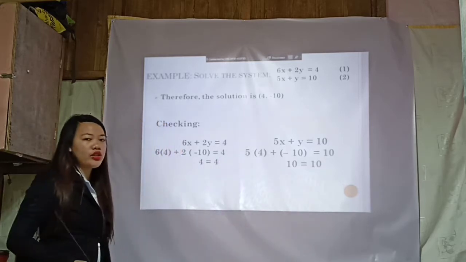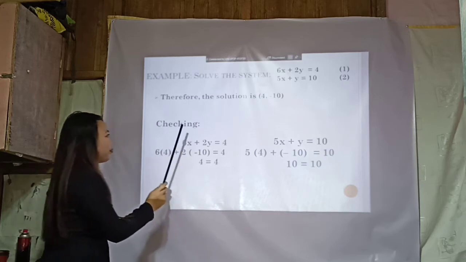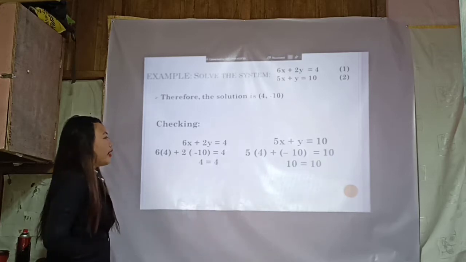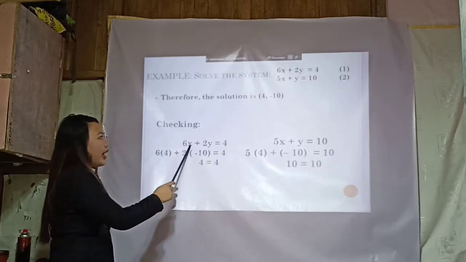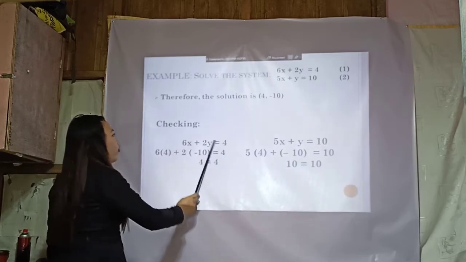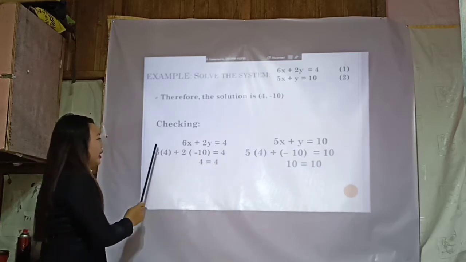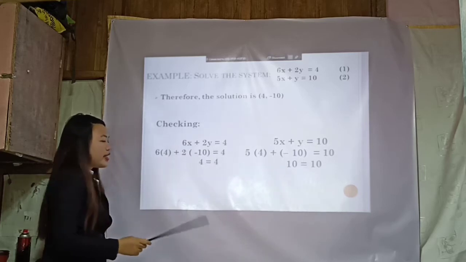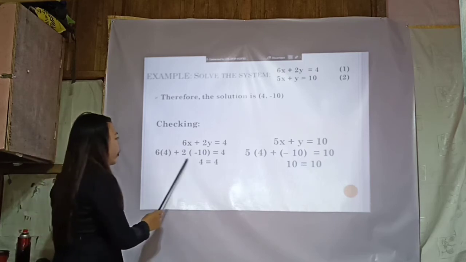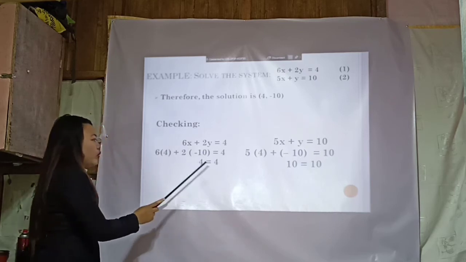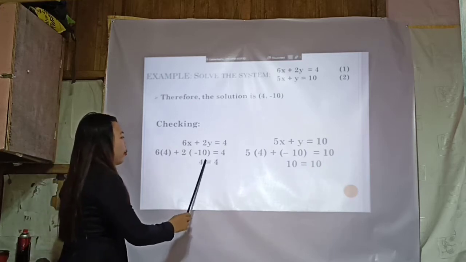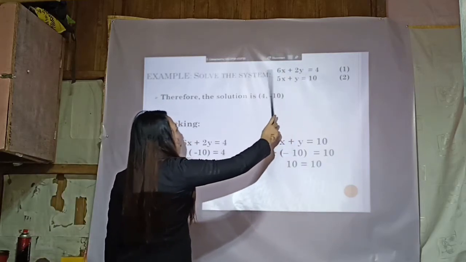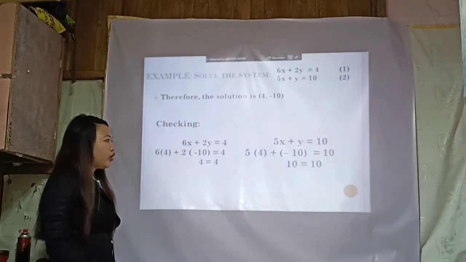So, let's try equation number 1. Let's check. Equation number 1 is 6x plus 2y is equal to 4. The value of x is 4 and the value of y is negative 10. Therefore, 6 times 4 is equal to 24 and 2 times negative 10 is equal to negative 20. Therefore, the result is equal to 4. Then, both sides are the same. Therefore, the first equation is true.